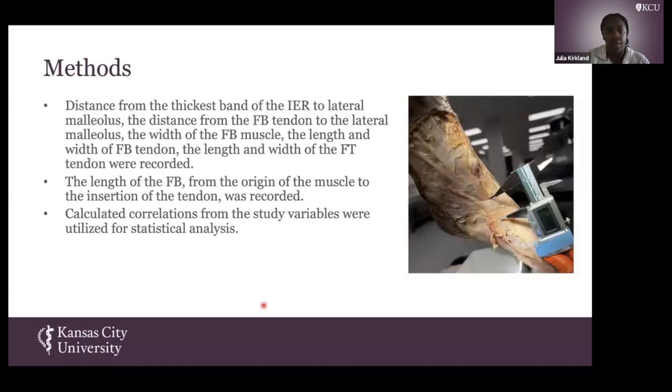So the distance from the thickness of the band of the inferior extensor retinaculum to the lateral malleolus, the distance from the fibularis brevis tendon to the lateral malleolus, the width of the fibularis brevis muscle, the length and width of the tendon, and the length and width of the fibularis tertius were recorded. And then the length of the fibularis brevis from the origin of the muscle to the insertion of the tendon was also recorded. I used calculated correlations from the study variables for the statistical analysis.